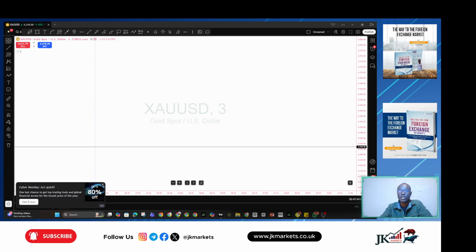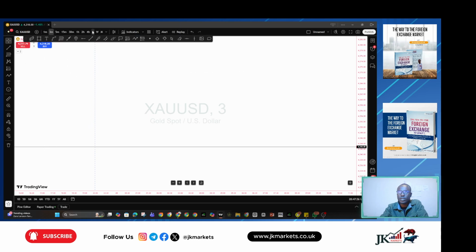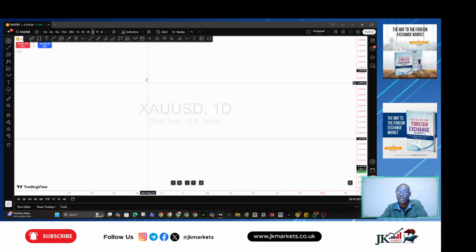So let's go into the chart to see how these things look. The first thing that we are going to look at will be a bearish engulfing candlestick. So let's see how a bearish engulfing candlestick looks like.